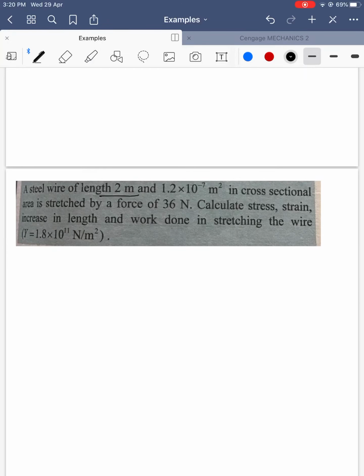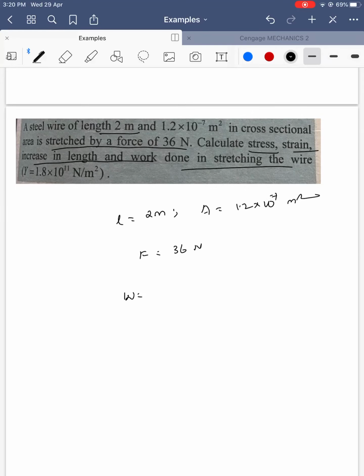A steel wire of length L is equal to 2 meter, and area of cross section A is equal to 1.2 into 10 power minus 7 meter square, is stretched by a force F of 36 Newton. Calculate the stress, strain, increase in length, and work done in stretching the wire. Work done in stretching the wire is nothing but half K into x square, half into Ya by L into x square, where x is nothing but e.